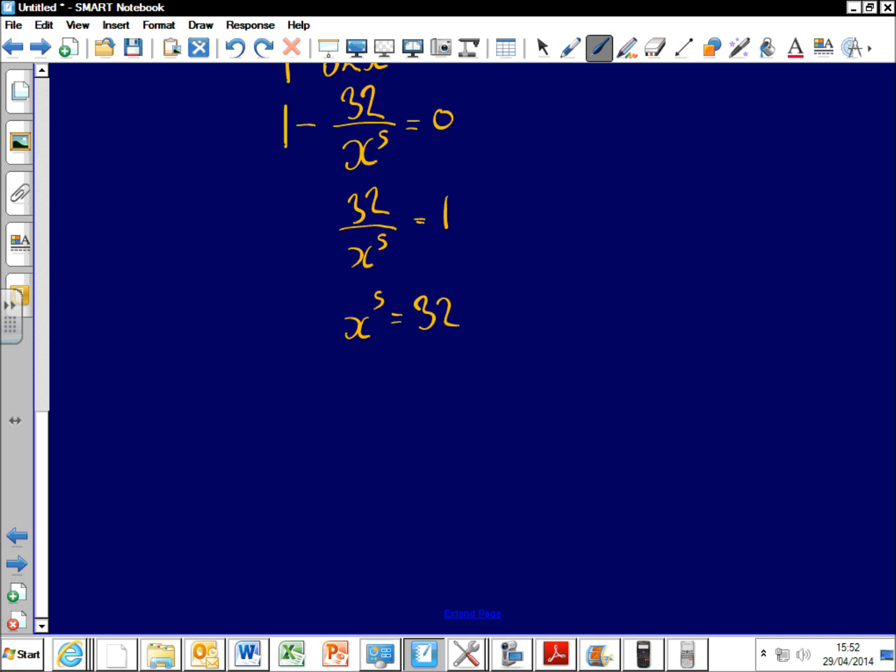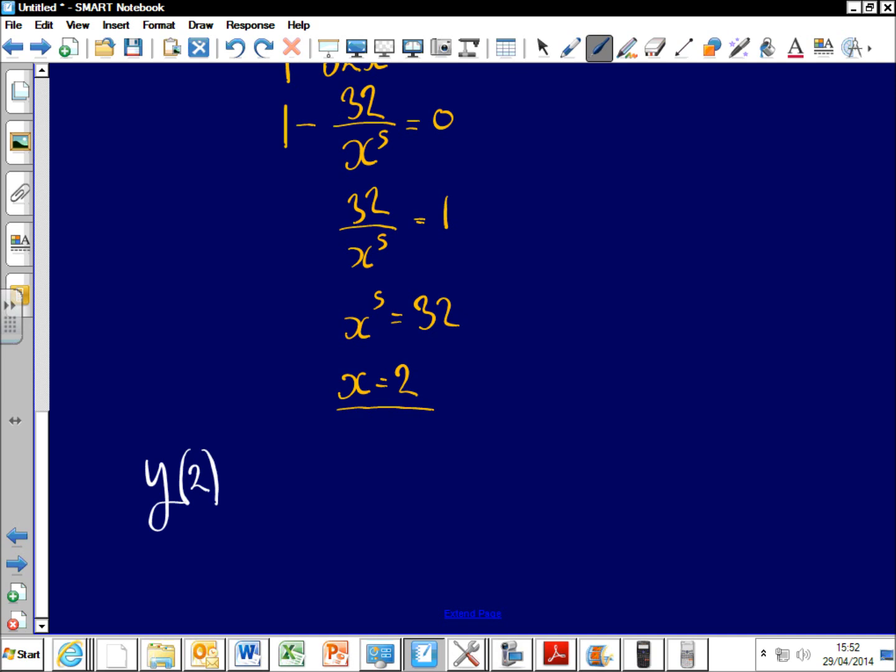And so can someone tell me what x is? X equals 2. Okay, so x equals 2. It wants the coordinates. This is why it's 4 marks. I've got the x value. How do I find out the y value? I sub it back into y, yeah. So I'm going to sub 2 into there. That's the x coordinate when it's minimum.